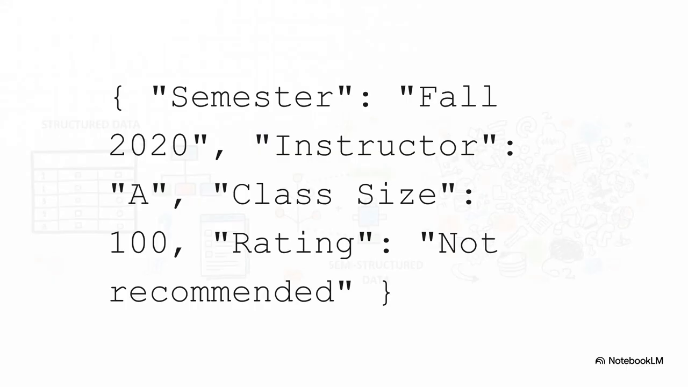All right, let's look at this snippet of something called JSON. See how it's not a table, but it still has structure, right? Each piece of data, like Fall 2020, has a label that goes with it, a key, like semester. These little key value pairs act like a map, giving the data context without forcing it into those rigid columns.